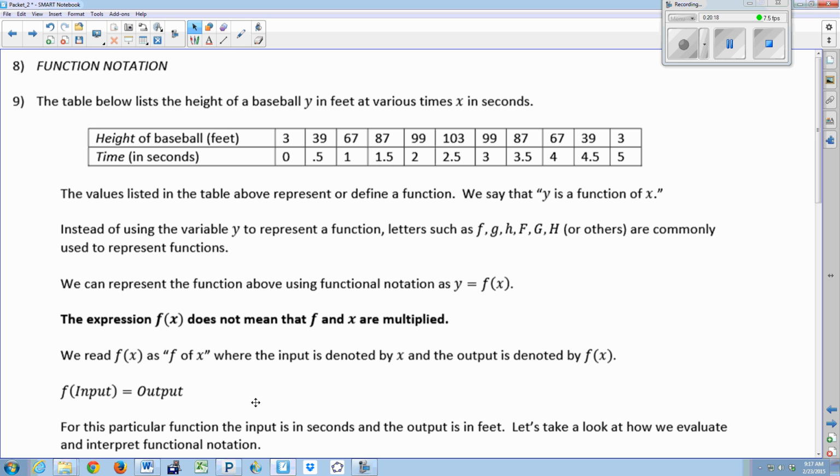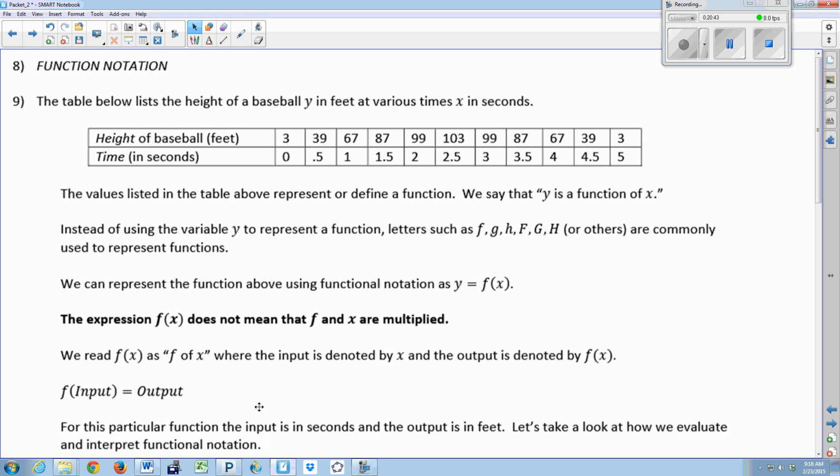Since this is a new idea, there's lots of ways to represent a function. We just saw that one way to represent a function with our preview exercises is with a graph, graphically. Sometimes you can represent a function with an equation. Sometimes you can represent a function with just words. And other times you can represent a function with a table of values.